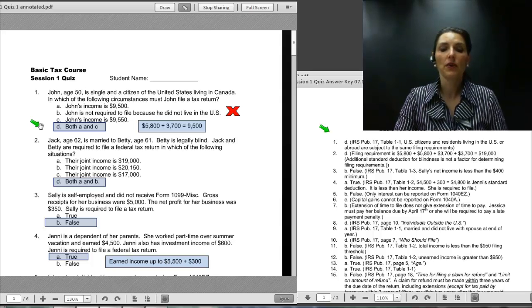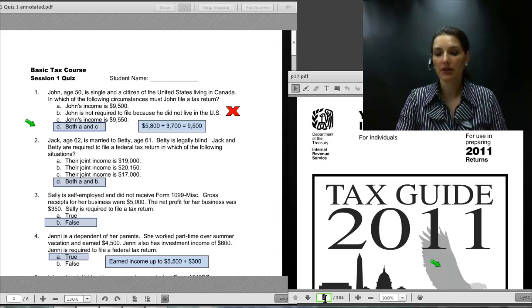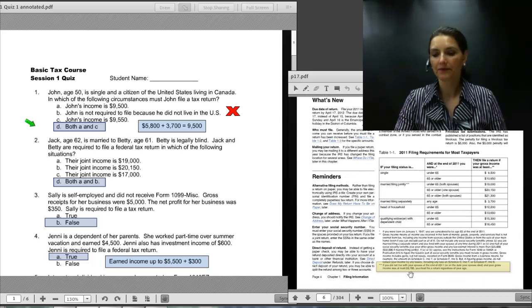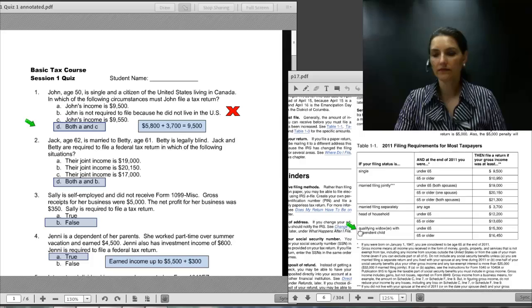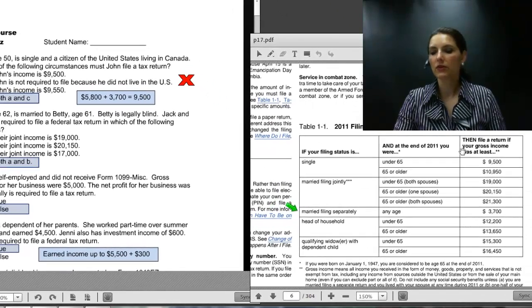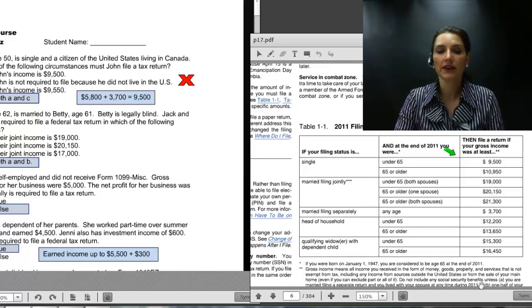And how do you figure that? Well, you look at the filing requirements for a single person. And let's just go to Table 1.1 in Pub 17, which is on page 4 of Pub 17. And I'm just going to scroll till we get to this particular table and then zoom in on it. And we can see that the filing requirement for a single person under the age of 65 is $9,500. You are required to file a tax return if your gross income is at least $9,500.